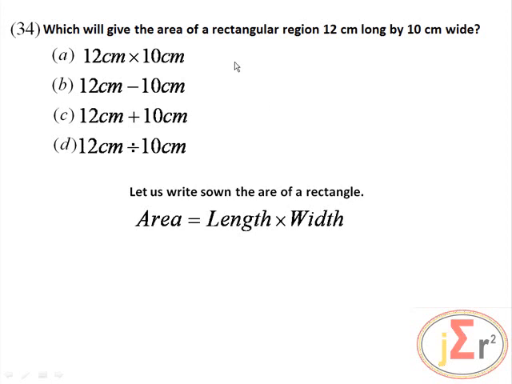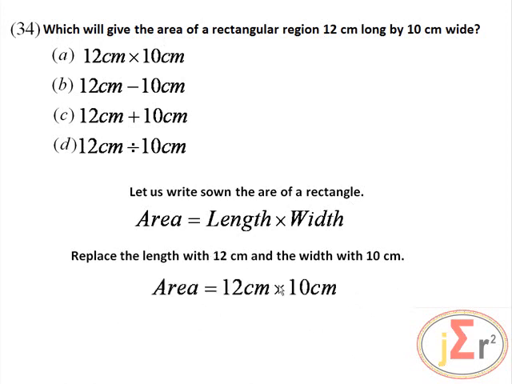So what is the length? 12 centimeters long, so the length is 12. We're going to replace the length with 12. And the width is 10 centimeters, so we're going to replace that with 10. So the area is equal to 12 multiplied by 10. So that's option A.